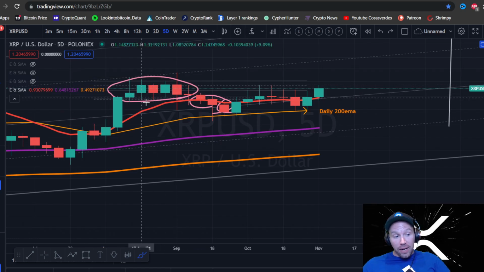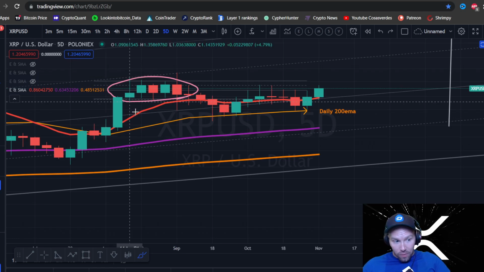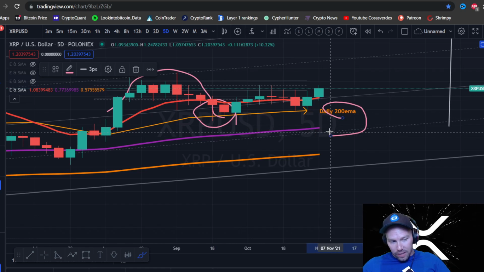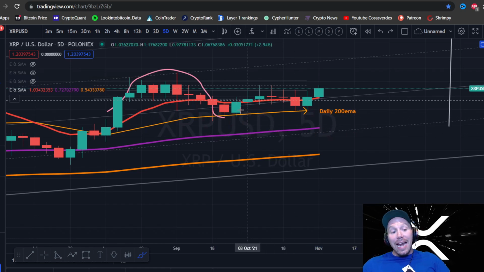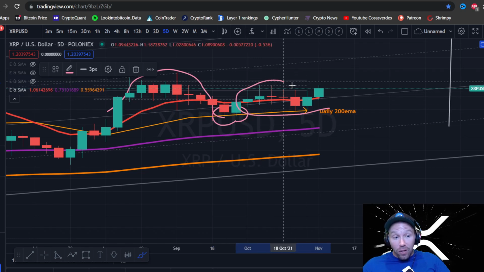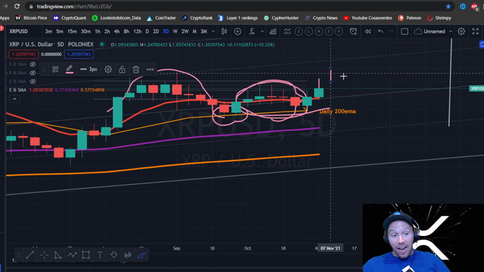So after it corrected there, because it got too volatile, too fast, didn't respect the 10, didn't follow that rule, the probability that it came back down to find support somewhere, which was actually the daily 200 almost perfectly. Now that it's found that support, look how low the volatility was at the 10. This is ready to fly now.